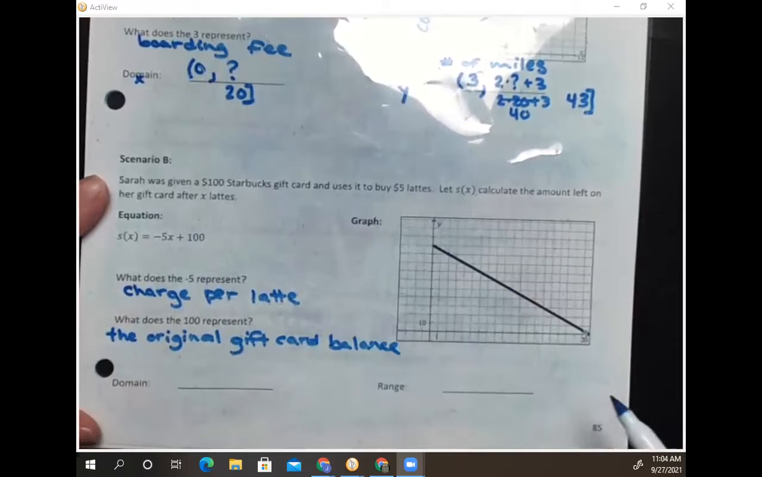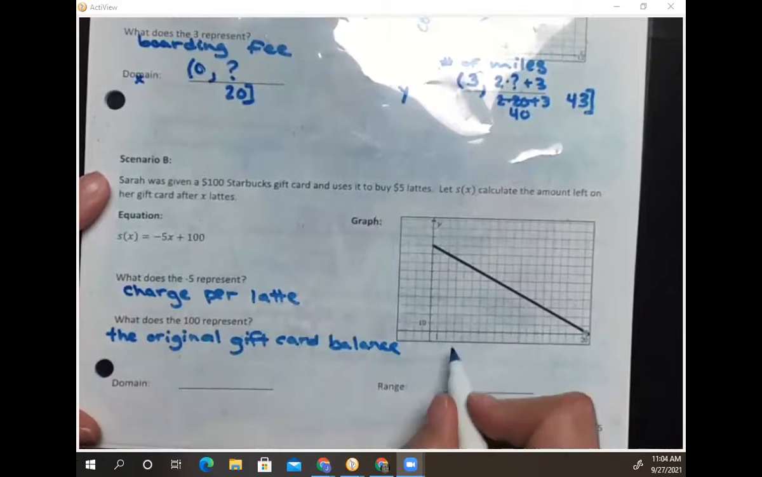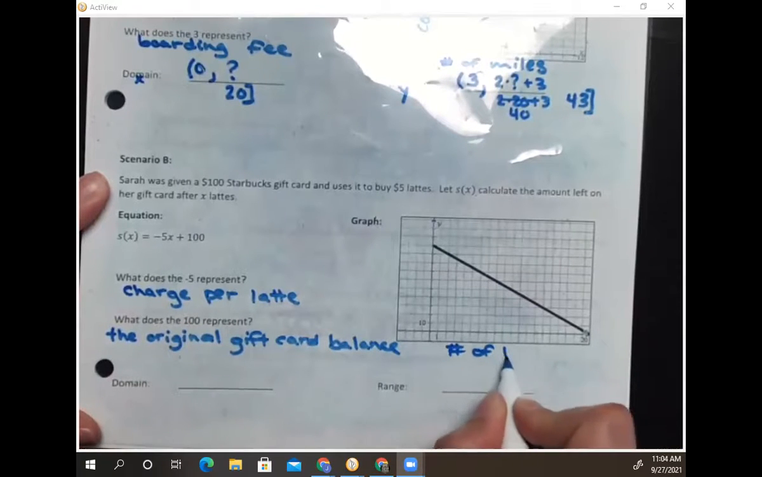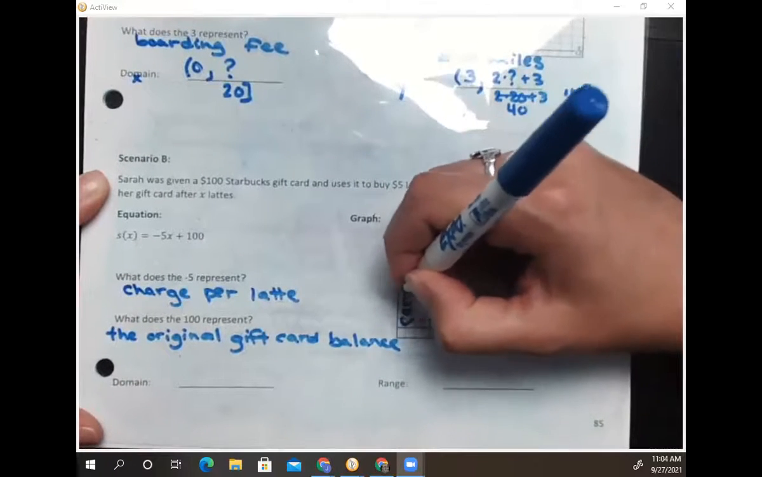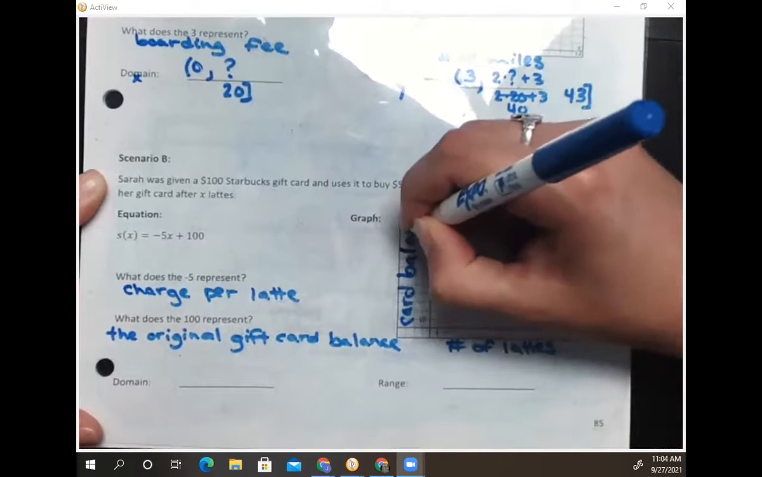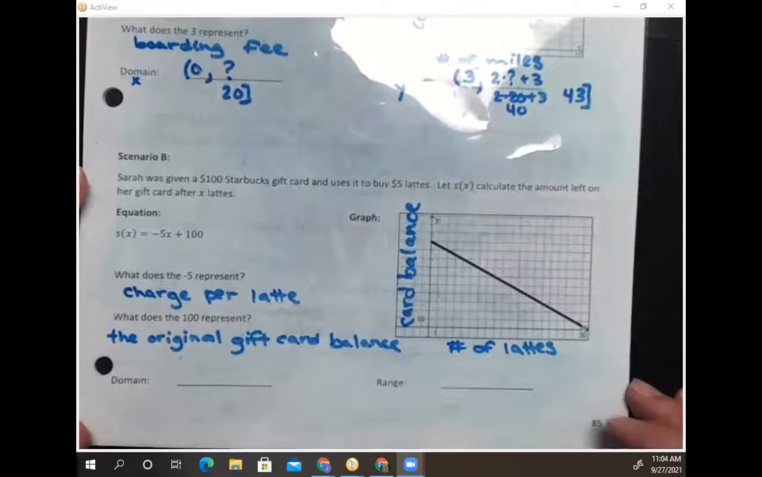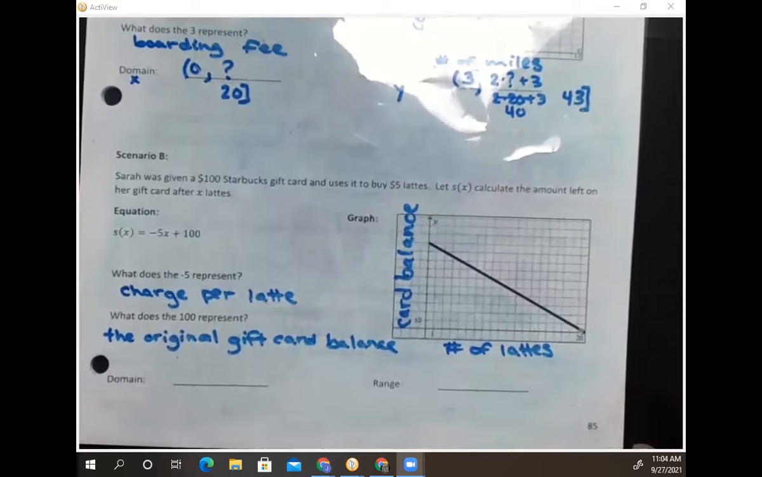And we've got a graph here as well. Remember that our X represents our number of lattes. And our Y represents our gift card balance. So let's talk about our domain. That's our number of lattes. What's a starting value that makes sense for our domain here? Number of lattes. What's the lowest number of lattes we could consider?